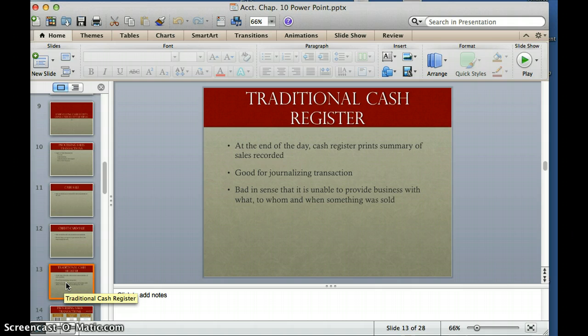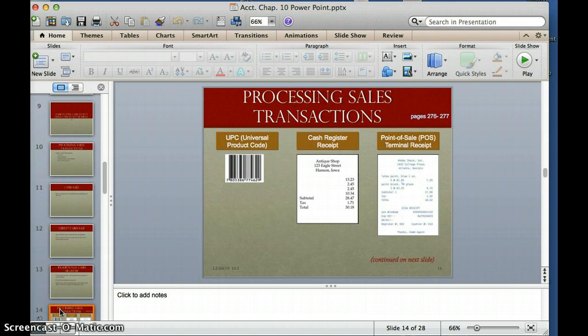Traditional cash register, like I told you, is something like what the drive-in has. And at the end of the day, the cash register prints a summary of all the sales that they had, whether they were credit card or cash or whatever. And this is a great thing to use for journalizing your transactions, but it's bad in the sense that it's unable to provide the business with who or what was sold and how much it was sold for.